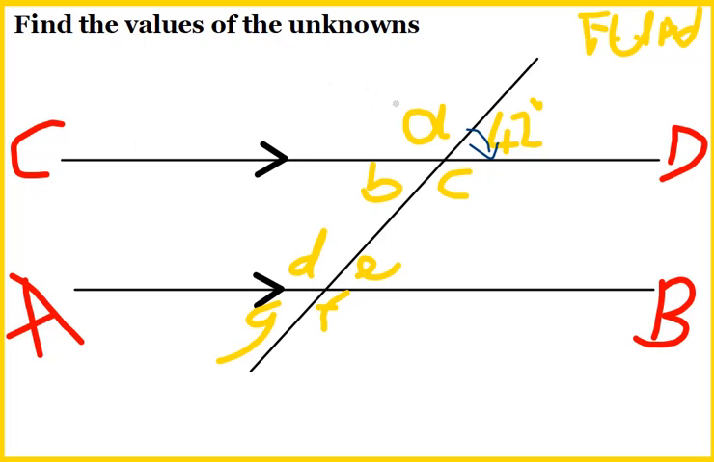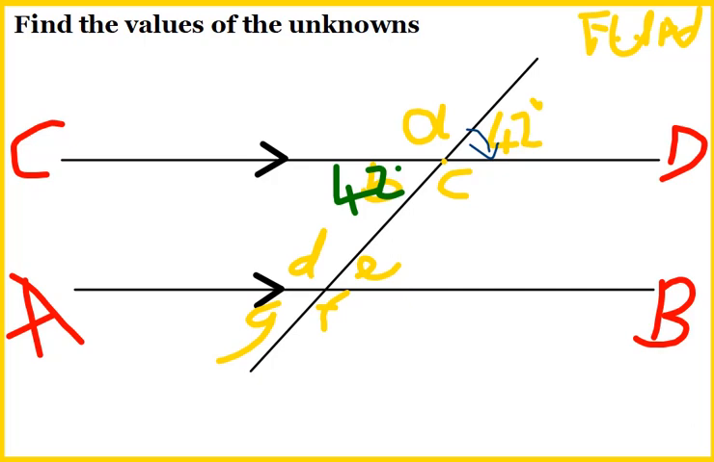We can see that 42 is right there, and we have two straight lines that meet at a certain point. So we can use vertically opposite angles. So B is also equal to 42 degrees. So let me just write that in a different color so we can see what's going on. So 42 degrees.